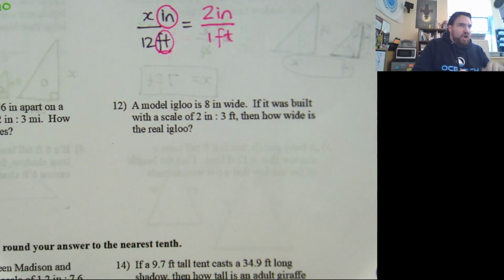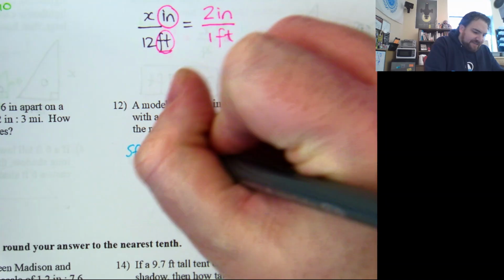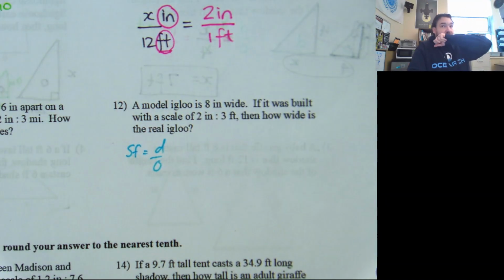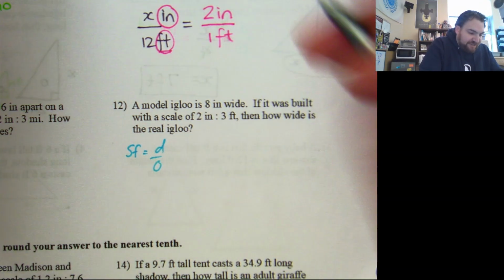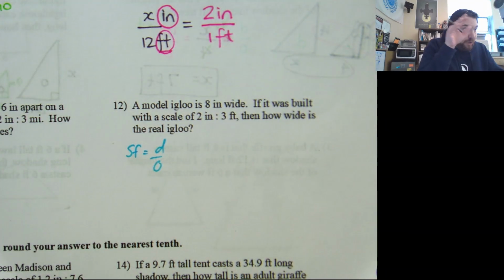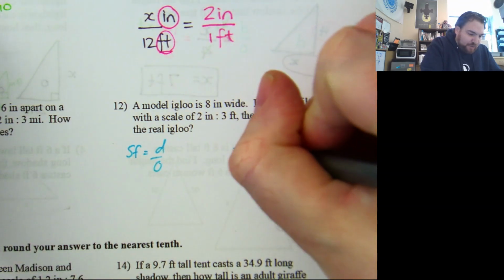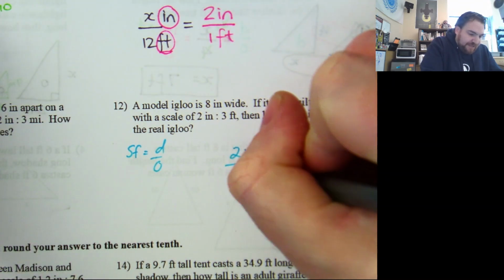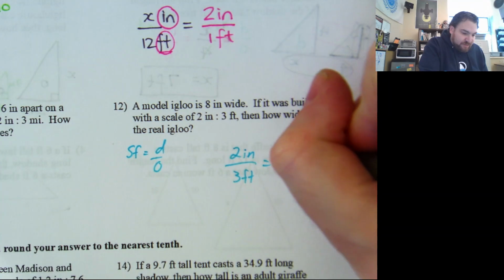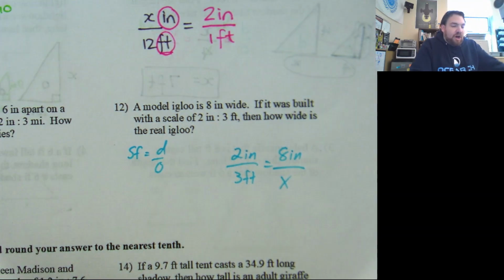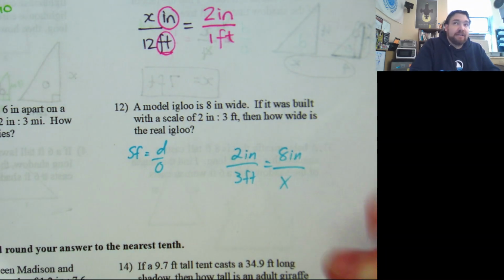Okay, so recall, scale factor is diagram or model over original. What they're giving you here is 2 equivalent scale factors. What they're telling you is that the scale factor is 2 inches per 3 feet, and they tell you that the model is 8 inches wide. How big, in feet, is the real igloo?